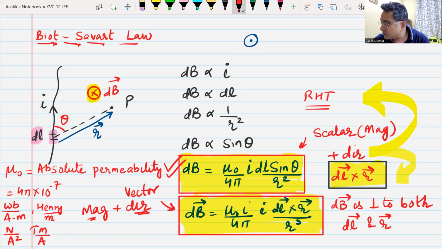Also, I have told you one more thing in the previous class: mu naught into epsilon naught is 1 by c square. Do we remember this?